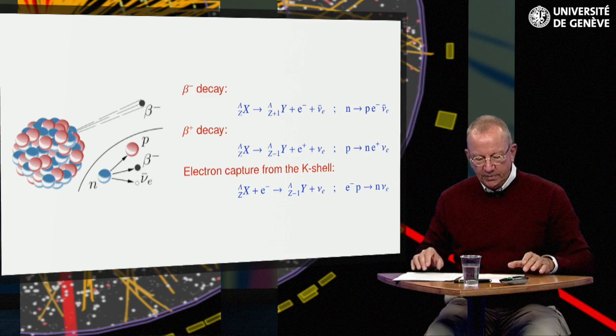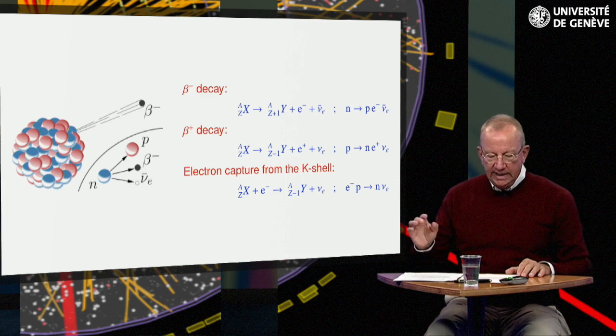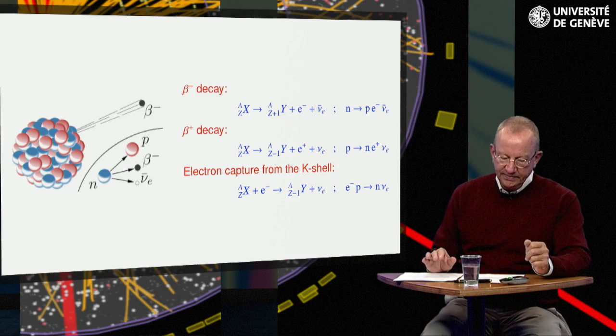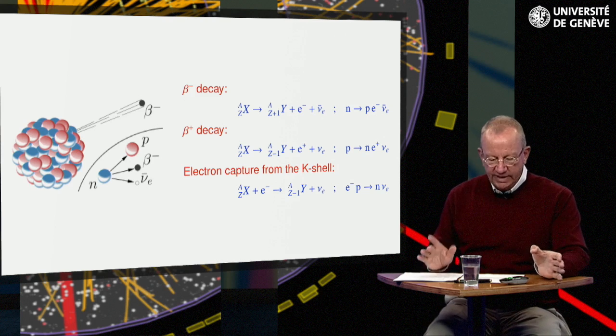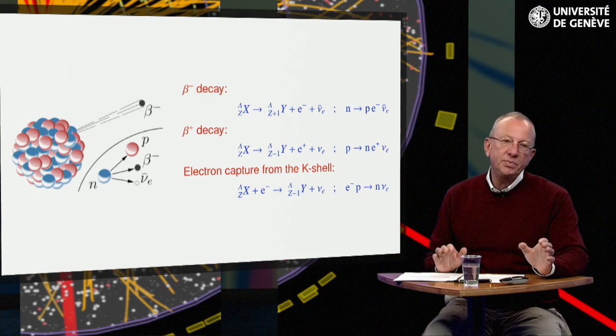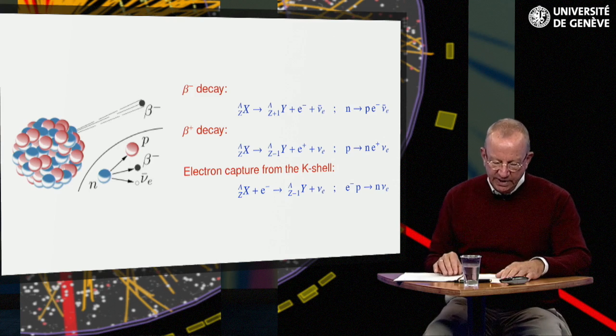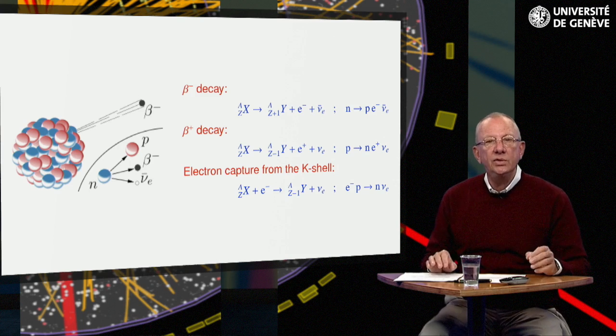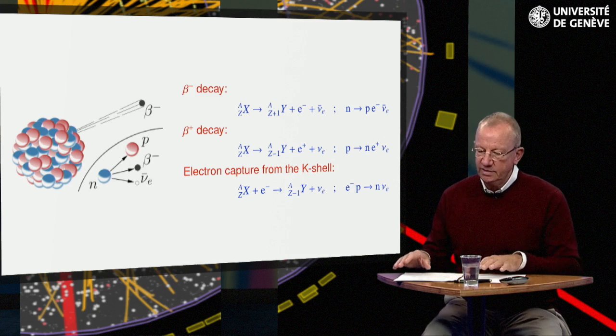A nucleus with a surplus of protons can also capture an electron from the internal K shell of the atomic cloud. The other electrons of the atom will then cascade down to fill the gap. Since a lepton disappears in the capture, a neutrino must be emitted to conserve lepton number. All these decays are isobaric. They have delta A equal to 0 and delta Z equal to plus or minus 1.